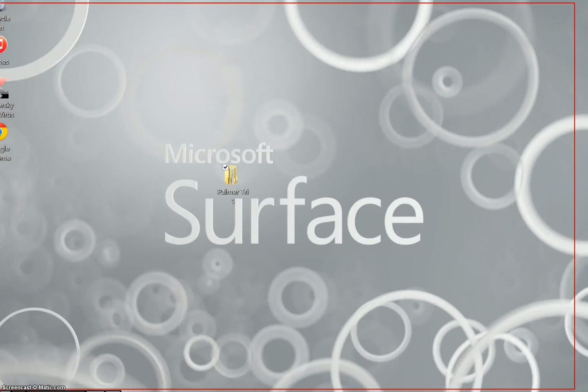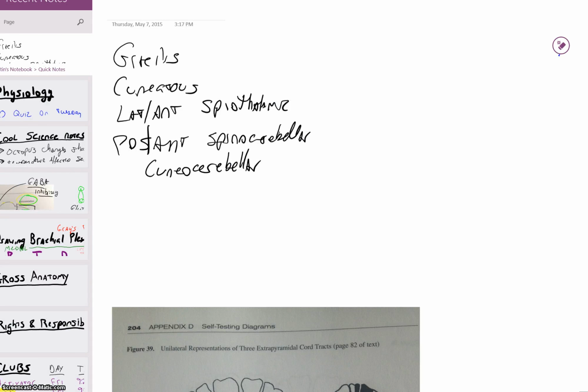Okay, in this first video, we're going to be looking at a couple ascending tracts, sensory tracts. We're going to be looking at the Gracilis and the Cuneatus, two of the more simple ones. The other ones, though, we have the lateral spinothalamic, the anterior spinothalamic, the posterior spinocerebellar, the anterior spinocerebellar, and the cuneocerebellar, kind of the oddball out. And I'm just going to put a little N there.